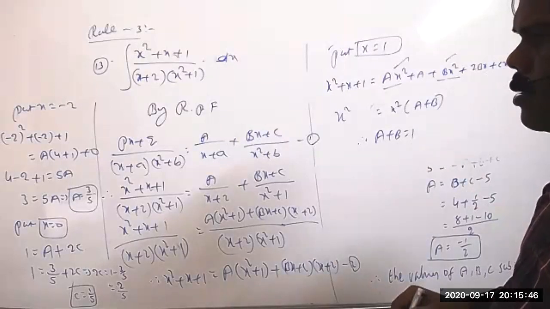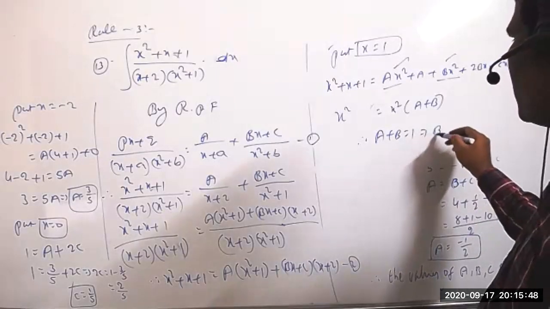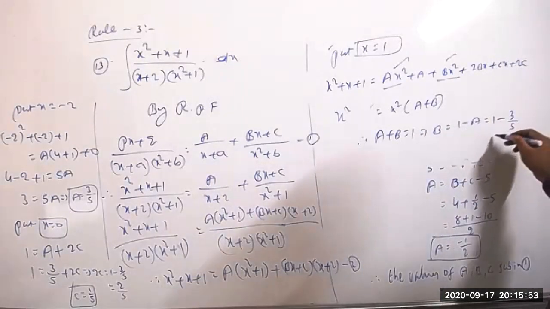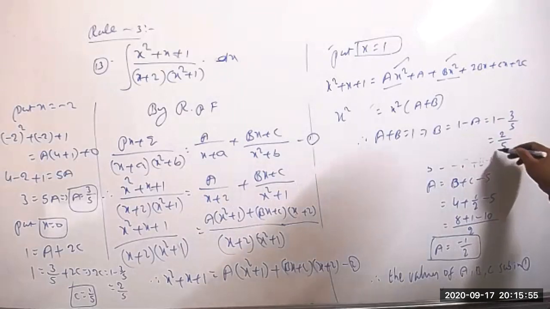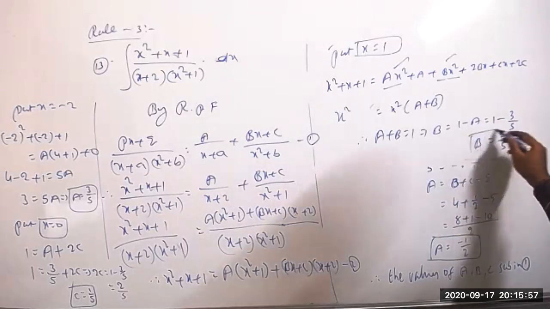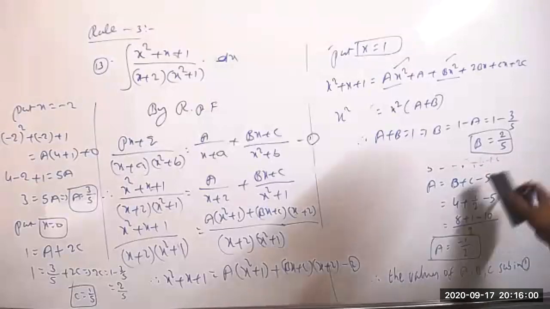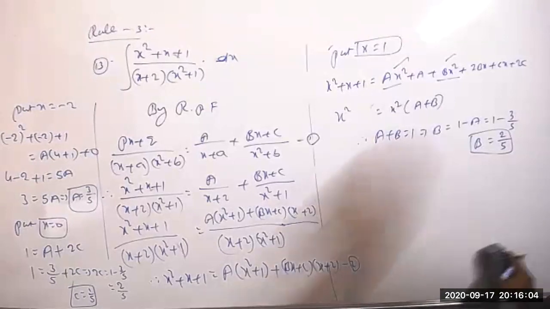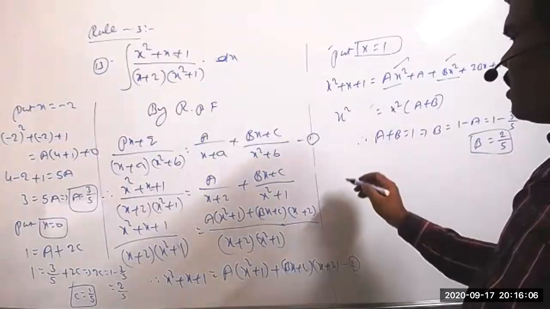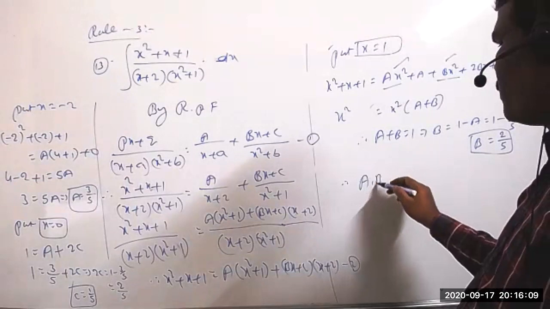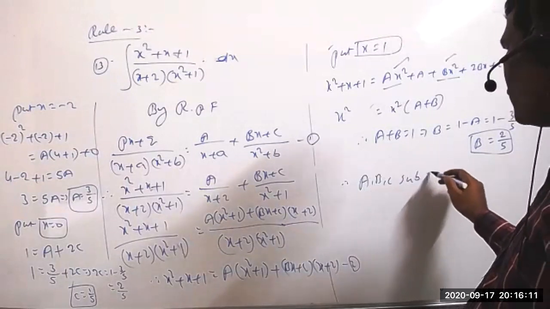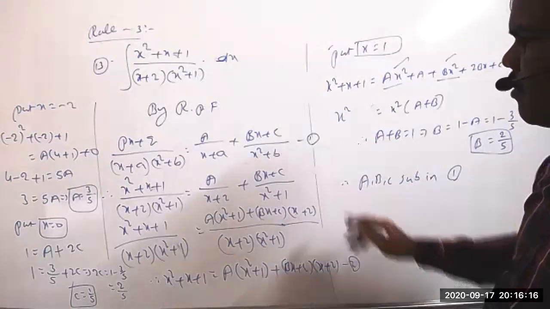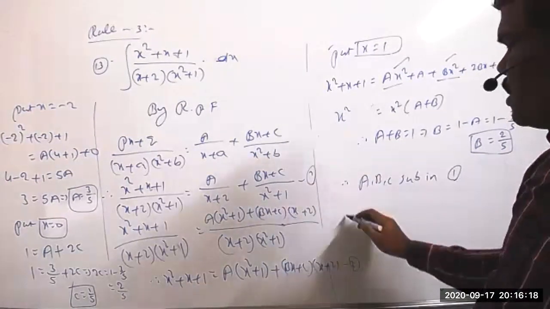But the value of a, we got 3 by 5. So b equal to 1 minus a, so 1 minus 3 by 5, which is equal to 2 by 5, the value of b. So all the values of a, b, c we can now substitute in equation number 1. Where is equation number 1? This is equation number 1.